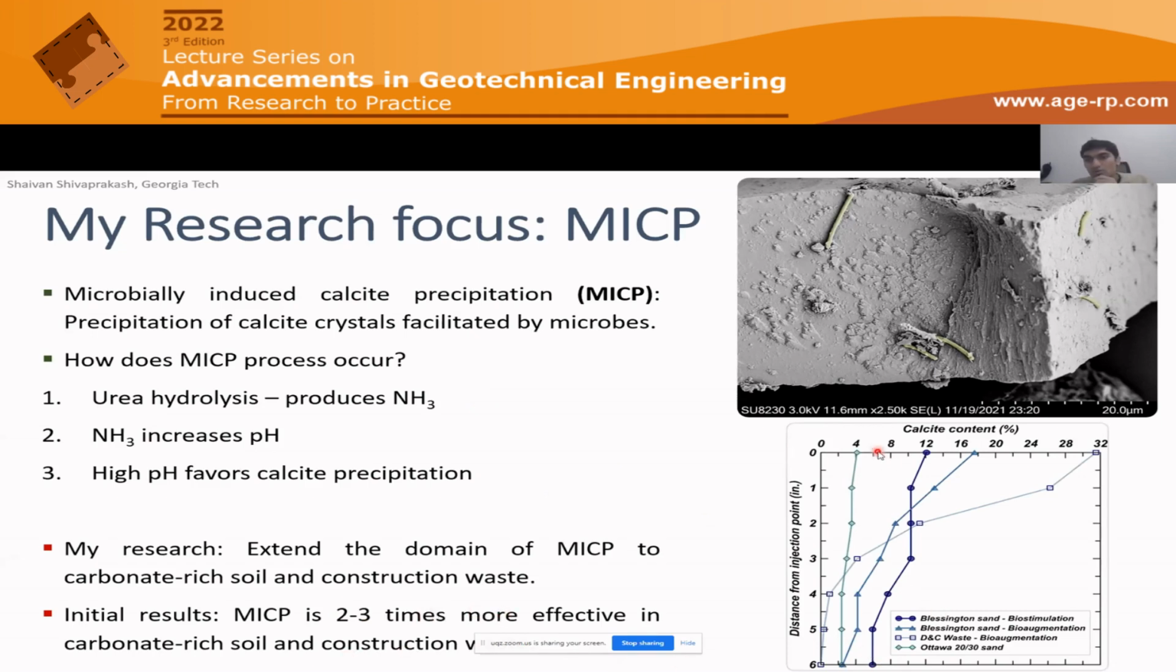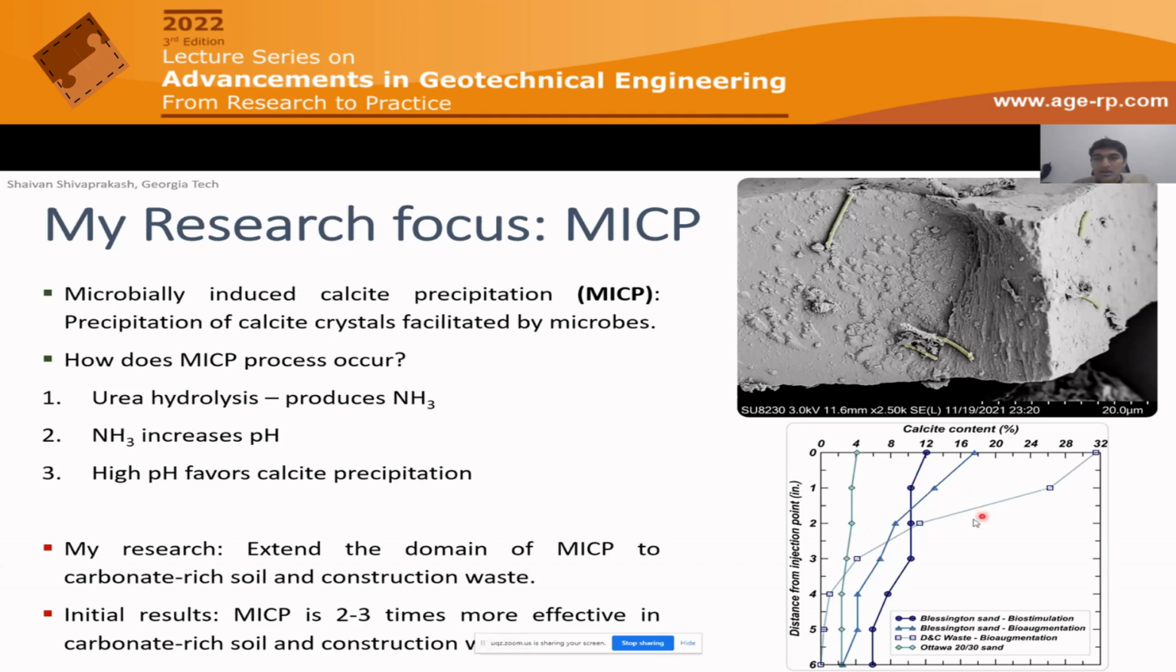If you observe closely at this figure, this turquoise line you can consider as a baseline, Ottawa 2030 sand. And then these 2 blue lines are the results from the carbonate-rich soil. We have done both biostimulation and bioaugmentation. So clearly we can see that there is at least 2 to 3 times increase in calcite precipitation. And this line over here, this huge increase in calcite, is with respect to construction waste.